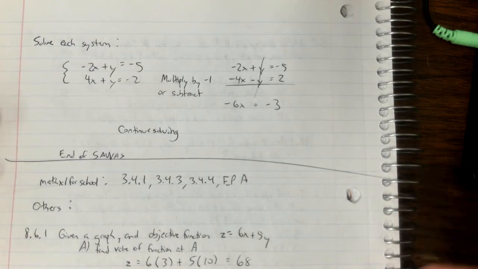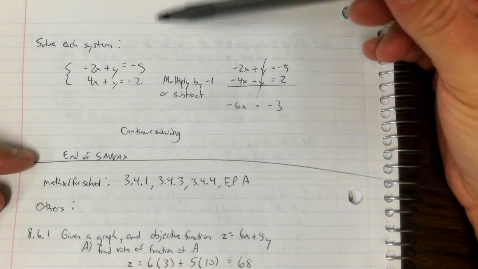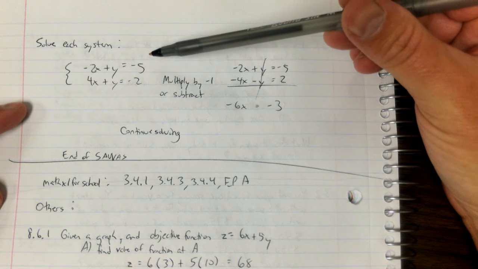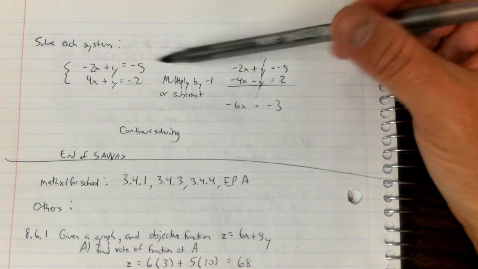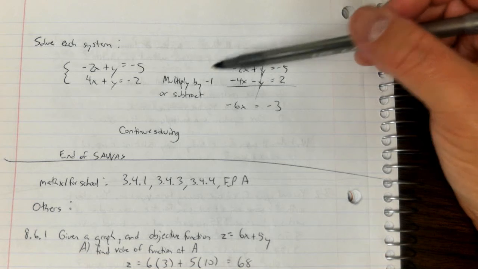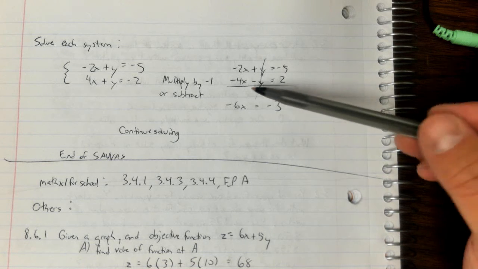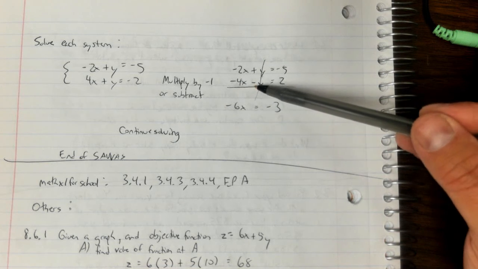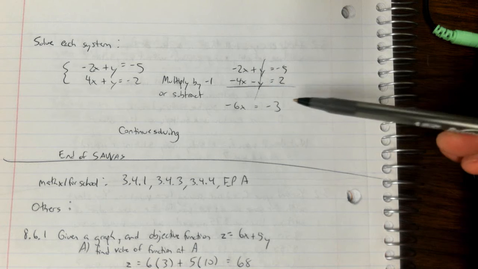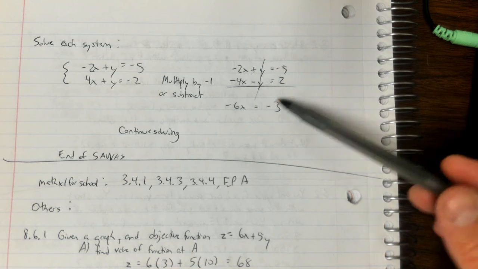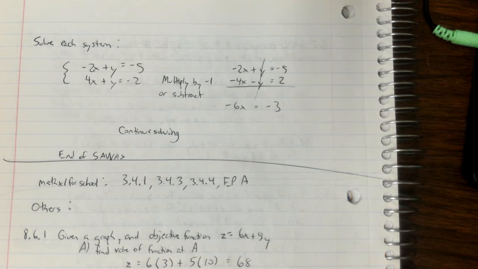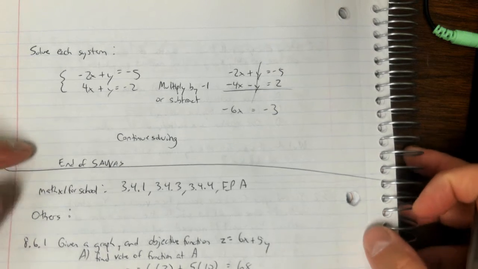Okay, then the last one for Savas is this one. Basically, if you notice a plus of that, all you have to do is multiply by -1 or subtract. So I just changed the sign of these, and then you go -6x and you get -3 here. From there you'll need to continue solving. So pretty basic one. Alright, so that's the end of the Savas.